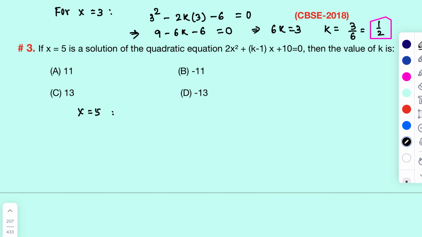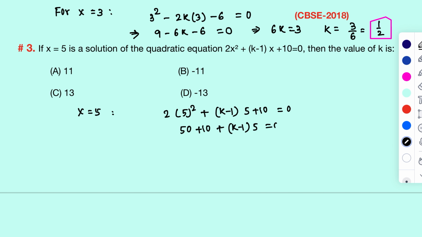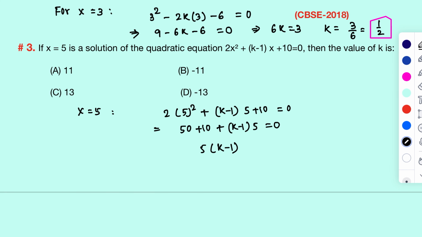Similarly, here if x is equal to 5 is the root or solution of the equation, so we put x is equal to 5. So 2 into 5 square plus (k minus 1) into 5 plus 10 equal to 0, or 50 plus 10 plus (k minus 1) into 5 is equal to 0, or (k minus 1) into 5 will be equal to minus 60, or we will write k minus 1 will be equal to minus 60 by 5, which is minus 12. This implies k is equal to minus 12 plus 1, that is minus 11. It is in option B.